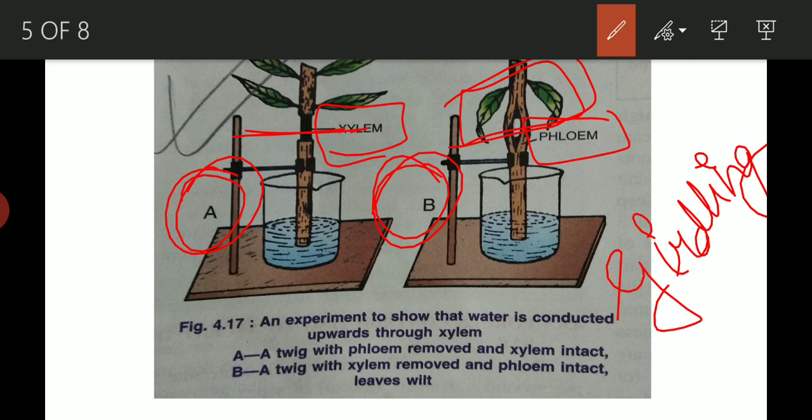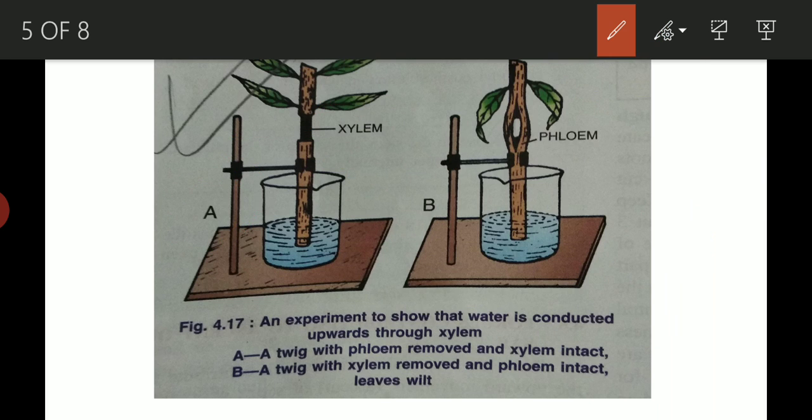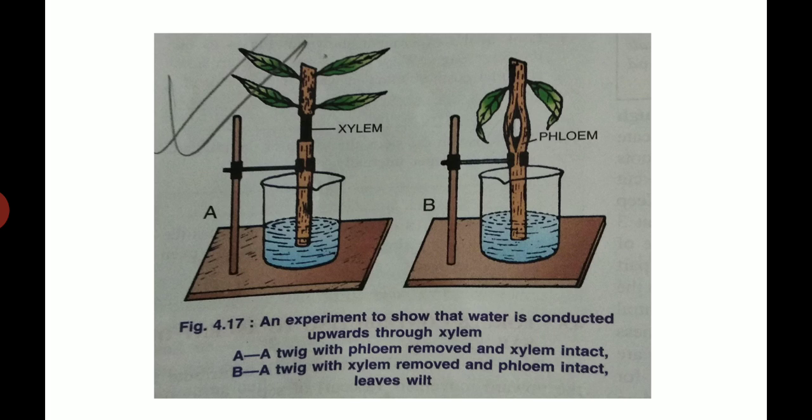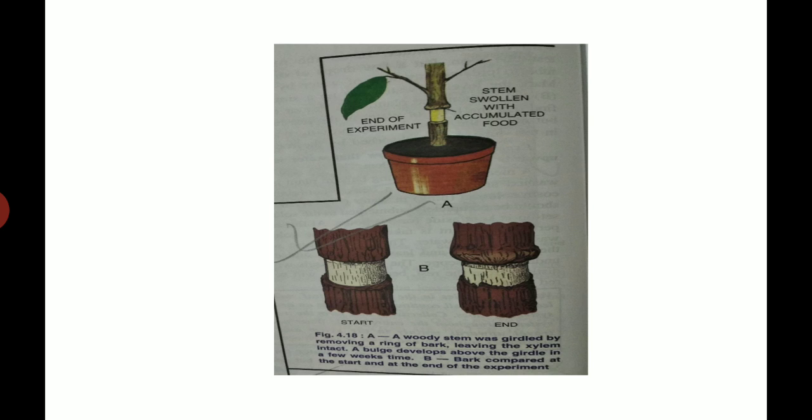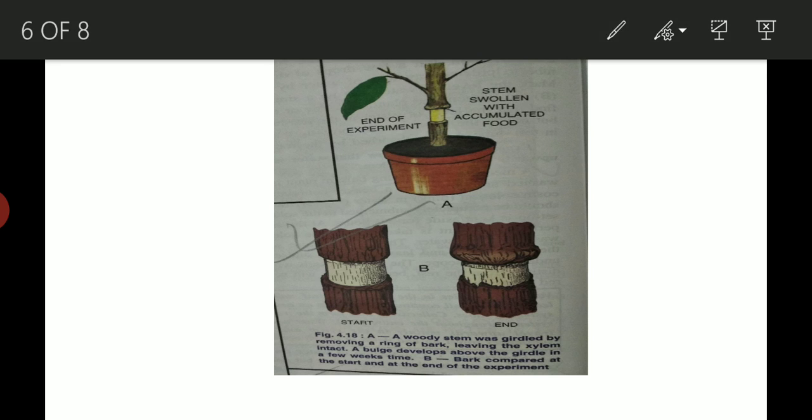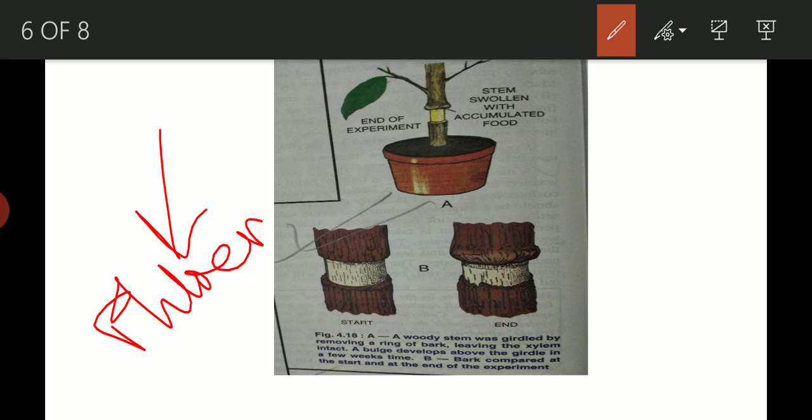Okay, so from this we can conclude that xylem is the tissue which is responsible for the conduction of water, not phloem. Now the last experiment is to show that the food is actually conducted downwards through the phloem in the stem. Phloem is responsible for the downward conduction of food. How? Again we will perform the Gardling, ringing experiment.